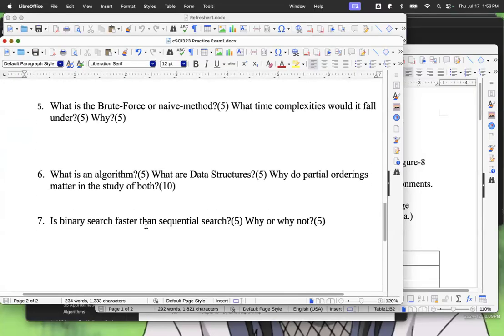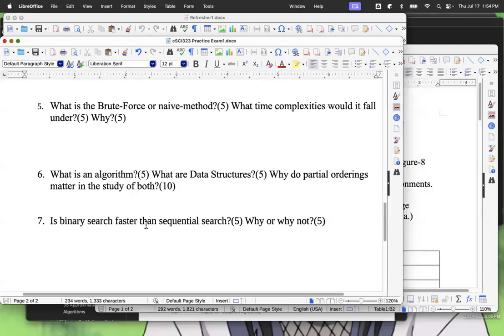So what is the brute force or naive method? What time complexity would it fall under and why? And this directly follows from the above question, by the way. Anybody? Wow. Anybody?